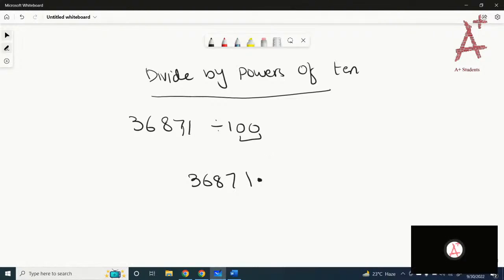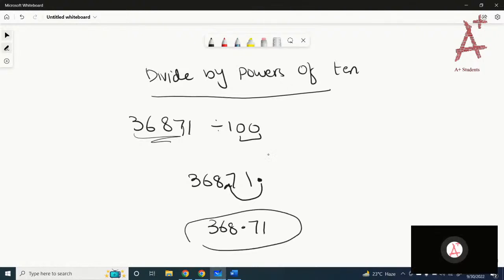So basically the number is 36,871. The decimal point is here at this position in this number. You have to move the decimal point two places left. Moving from here two places left, it would be 368.71. You have to count the number of zeros in the divisor, then move the decimal point. If in the divisor you have two zeros, you move the decimal point two places left. That's your required answer. When you divide it by 100, the answer is 368.71. Got it?